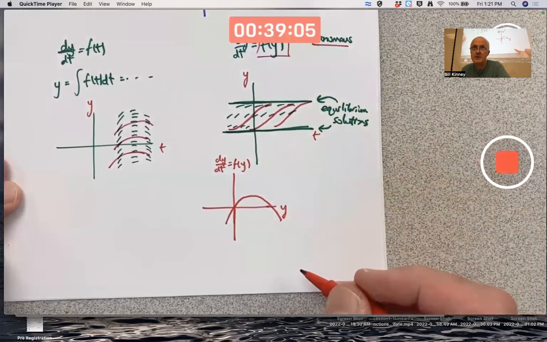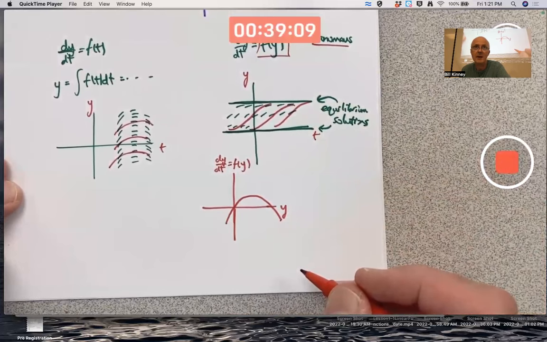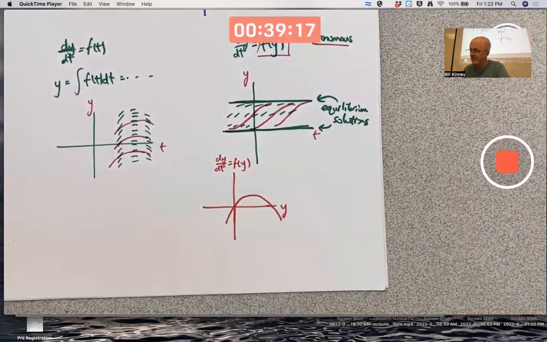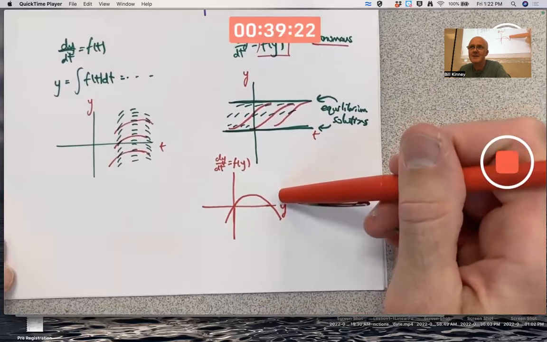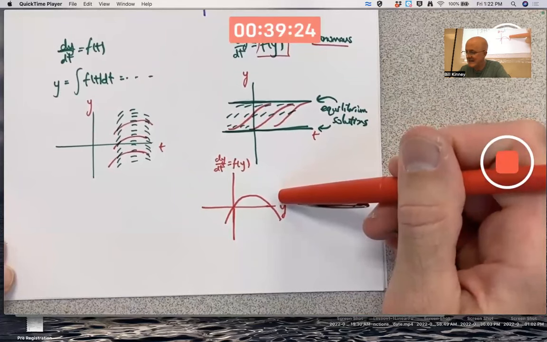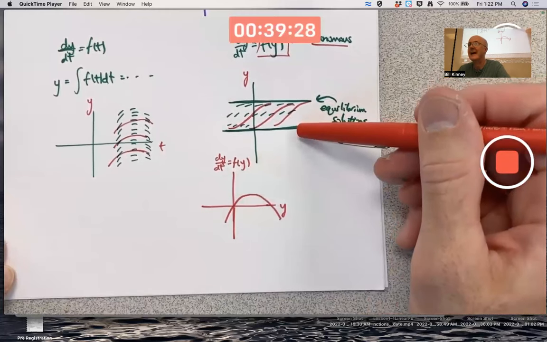Logistic model is something you should know. If you look at last year's take-home exam, I put a logistic model problem on it. It's a population model, more complicated than exponential growth. This is not a solution of the differential equation. All it is, is a graph of the right-hand side function, which helps you draw the slope field. That's its purpose.